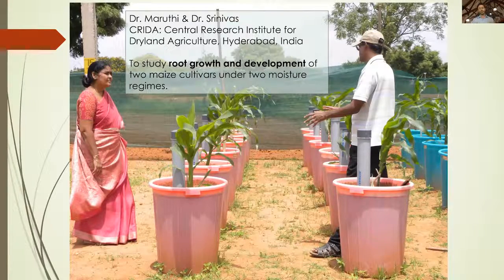And then just bringing it back to a success of different studies between wetlands and very dry temperatures, we have Dr. Murthy and Dr. Srinivas at the Central Research Institute for Dryland Agriculture in India. Here they're studying root growth and development of 2 maize cultivars under 2 moisture regimes. You're looking at one moisture regime right now, and as you can see, they're covering part of the acrylic pipe with PVC pipe, just so, especially in those small biomes, you're not allowing the UV light in to keep the roots from growing around the tube.